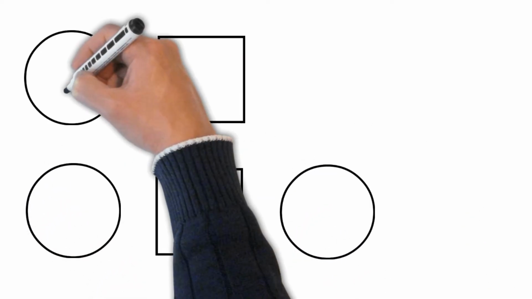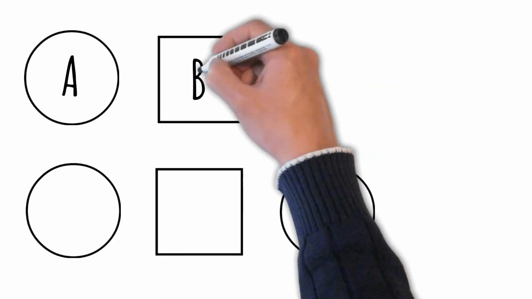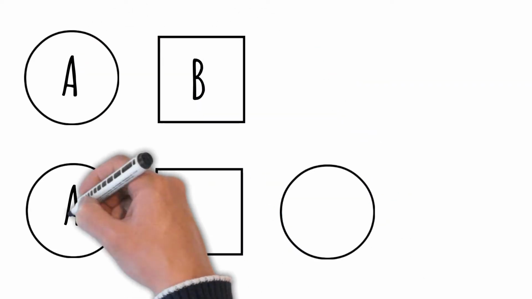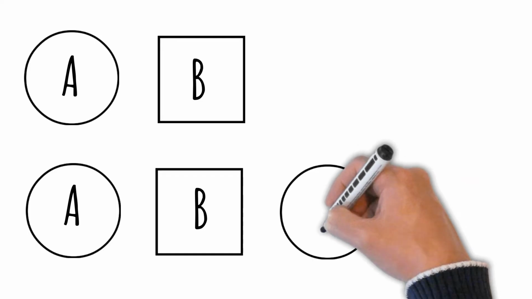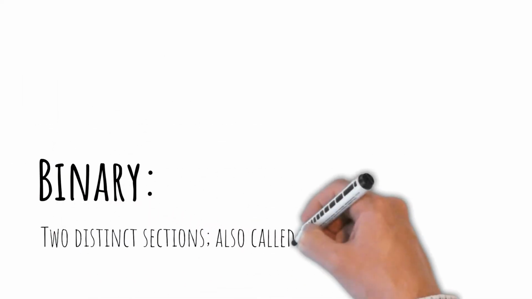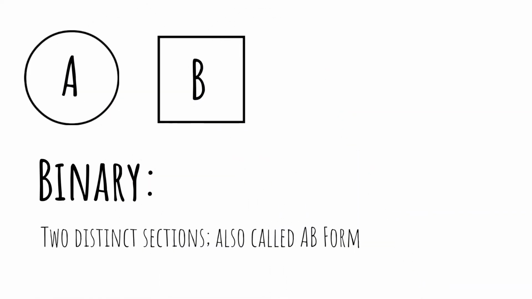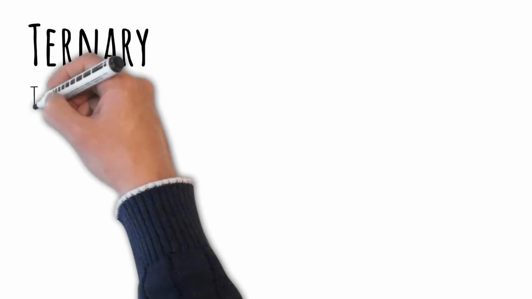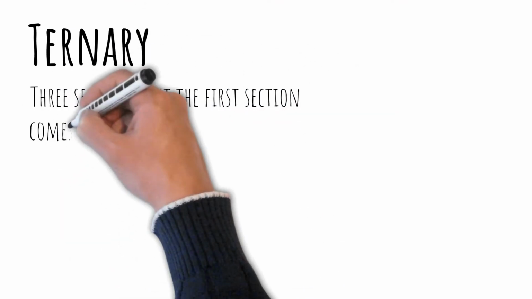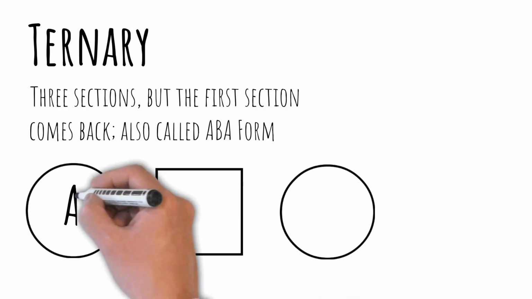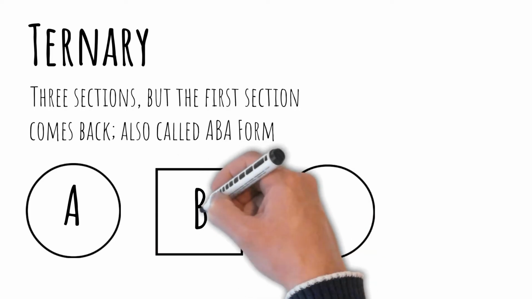Generally speaking, we label each section with its own unique letter. But if we hear a section return, obviously we're going to use the same letter. There are many ways that these sections are put together, but two of the most common are binary, which has two distinct sections, and ternary, which has three sections, but the first section comes back. It's also called ABA form.